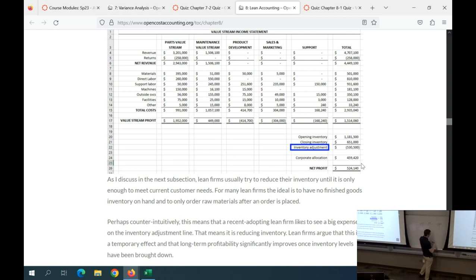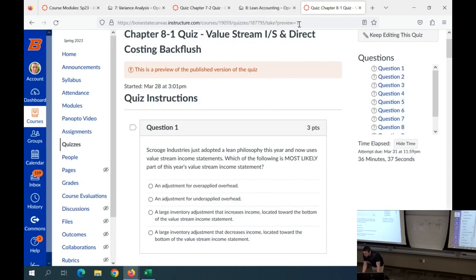Following the logic of how I use my hands here, these are balance sheet accounts, and this is the income statement account. And so if we're moving value that's stuck here, debits that are stuck here, they're going to end up being debits over here in cost of goods sold. That's an expense account. It's going to go up, more expense, releasing a lot of cost over there. So I would expect very much to have this be a big cost that's decreasing. I think that's going to be the best answer. That's most likely to be part of this year's value stream income statement.